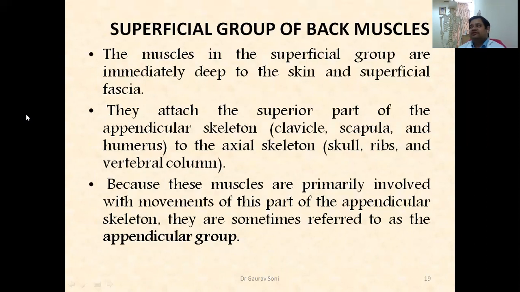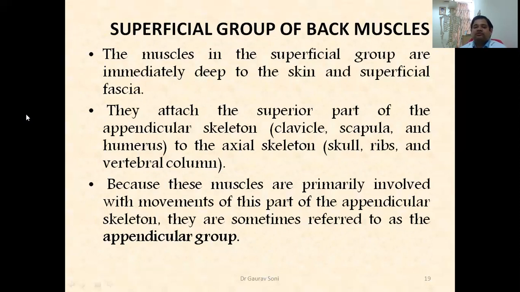Now comes the first group. In this particular part, we are only going to deal with the superficial group of the muscles, which we have already done when we were talking about the upper limb or pectoral girdle. So this is just a revision. The muscles in the superficial group are immediately deep to the skin and superficial fascia.